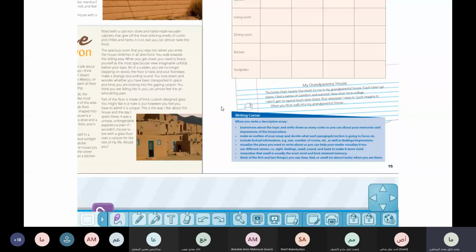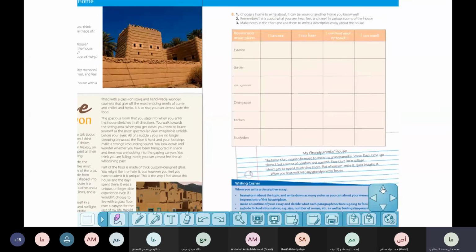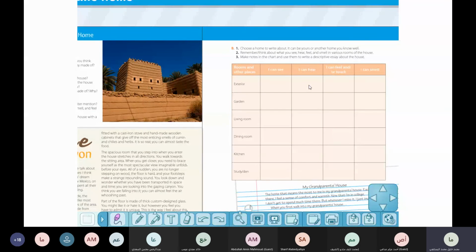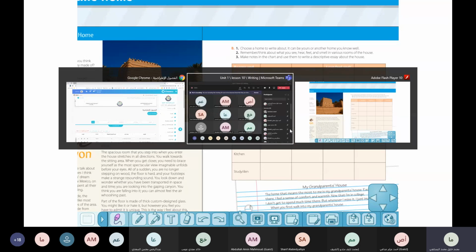Okay, so again, here we are going to write about a house or a home you will choose and describe it. The chart will help you organize your ideas. You can organize your ideas by filling the chart about the exterior, the appearance from the external side. The garden, you can write about the garden. What can you see? What can you hear? What can you feel? In other words, you have to imagine things, like the example of the essay which we read before. Okay, let's stop here.